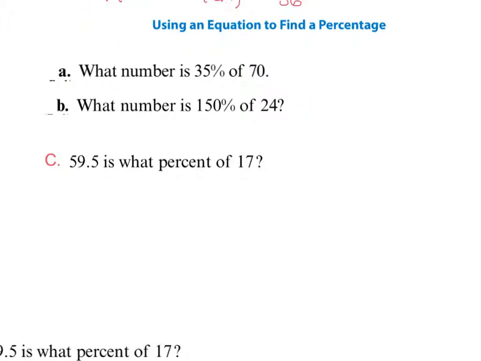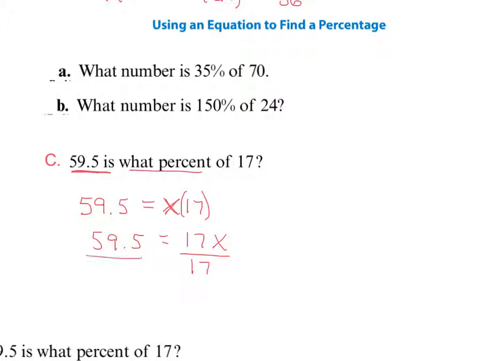All right, so let's do another one. So here we have 59.5. So I'm going to write that down. Is, that means equals. And then what percent, that's what we don't know. So x times 17. So we don't know the percent. So now I have an equation, I can rewrite it so it looks like this, 17x. Now if I divide both sides by 17, I get x is equal to 3.5.